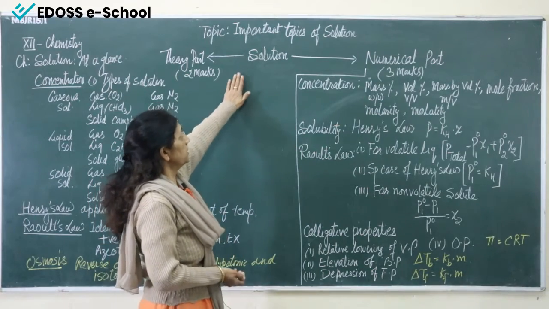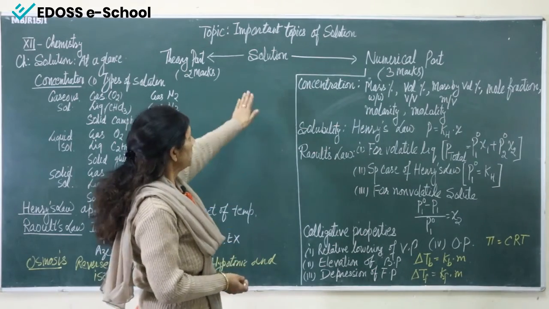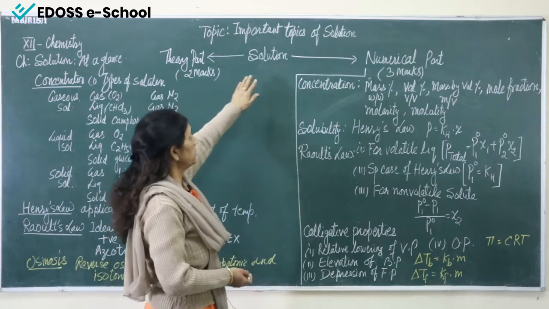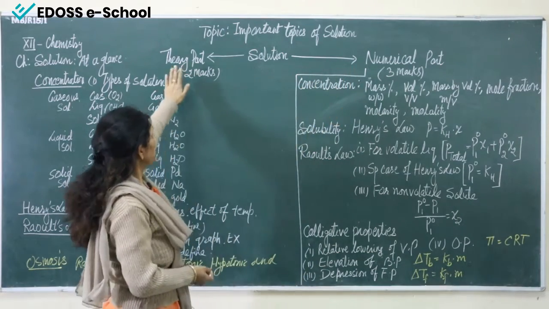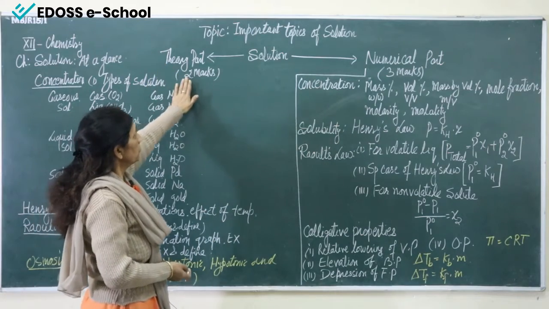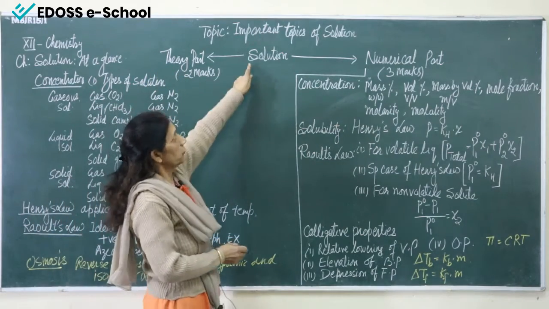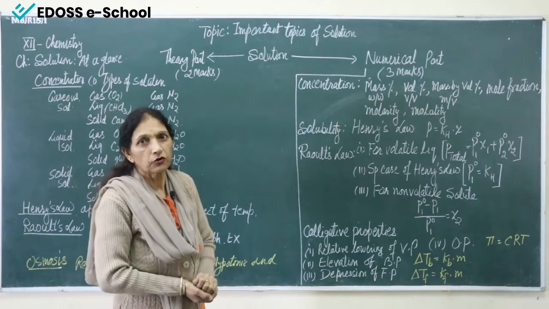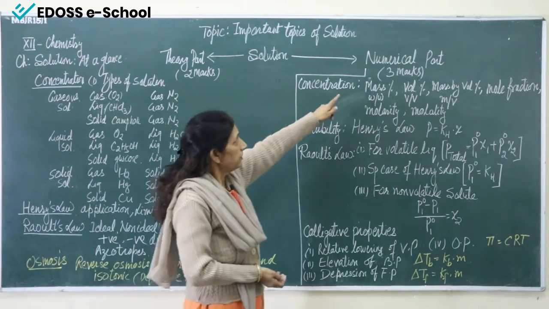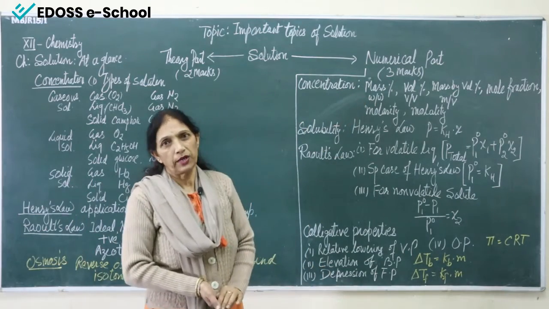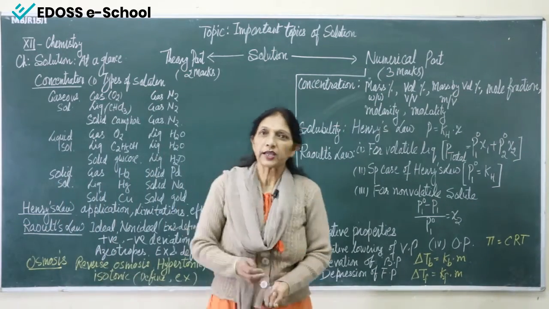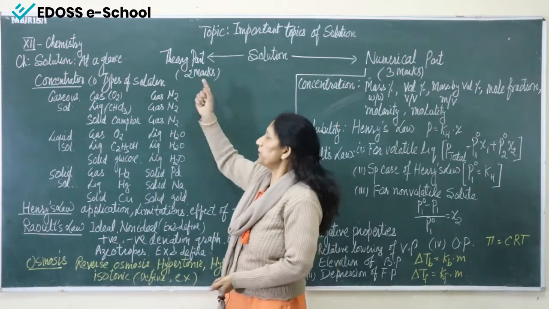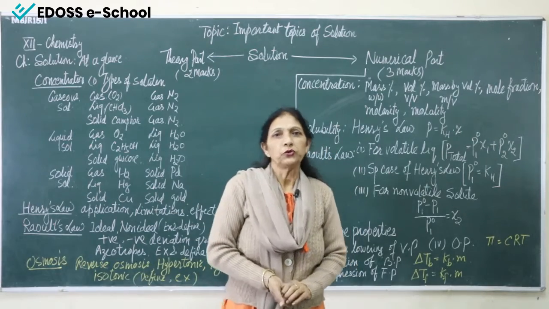So you can see here, this is solution, and this whole chapter I have divided into two parts. First part is numerical part and another part is theory part. So 5 marks question you get from the solution chapter, and 3 marks are always from the numerical side and 2 marks are from theory side. So they can be 1 plus 1 or a complete 2 marks question from theory part.